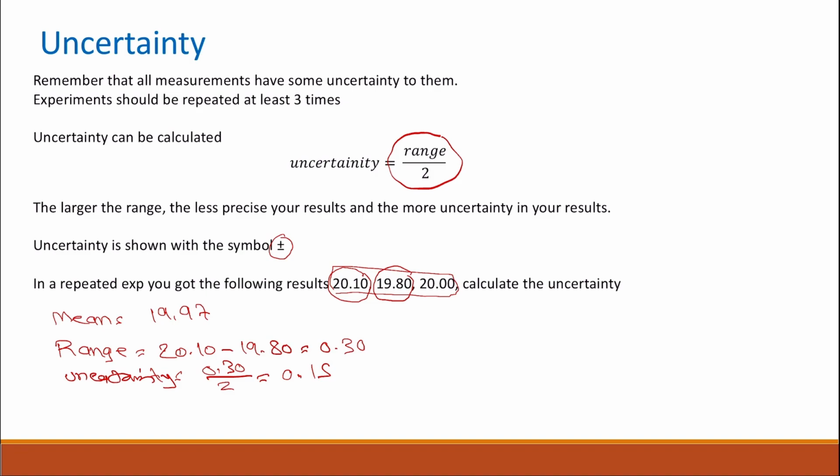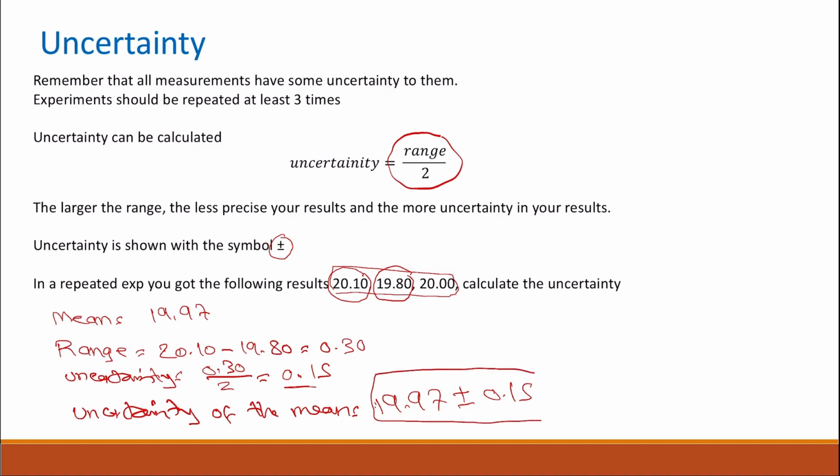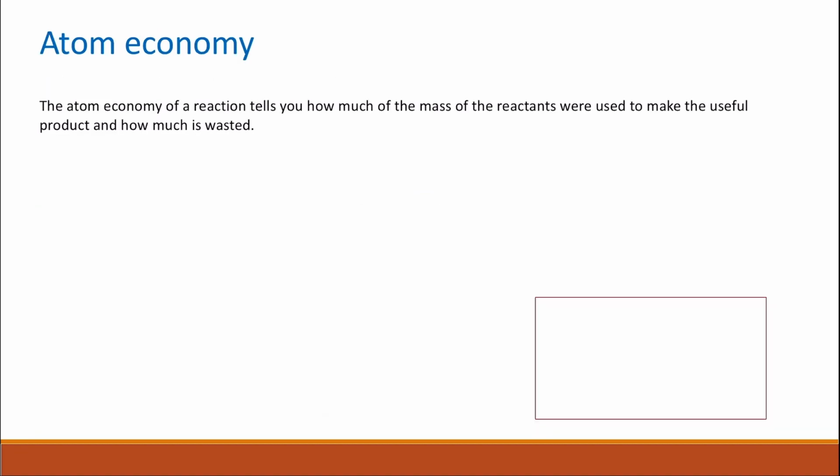So the uncertainty of the mean, this is how you express your values, will equal the mean that we find, which is 19.97, plus or minus the value of the uncertainty, which is 0.15. This is how to write your answer when you are asked to calculate the uncertainty. You don't just put the value of the uncertainty, you need to put the mean or the average, and you need to put the symbol plus or minus.